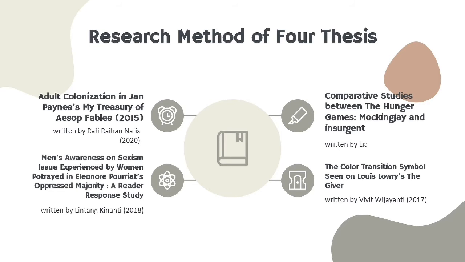Here are the 4 theses that we will discuss in this video. The first one is A Child Colonization in John Payne's My Treasury of Aesop Fables, written by Raffi Raihan Nafis. Second is Man's Awareness on sexism issue experienced by women portrayed in Eleanor Poiriet's Oppressed Majority a Reader Response Study, written by Lintang Kinanti. The third is Comparative Studies Between the Hunger Games, Mockingjay, and Insurgent, written by Leah. And the last is The Color Transition Symbol Scene on Louis Lowry's The Giver, written by Vivi Twijanti.